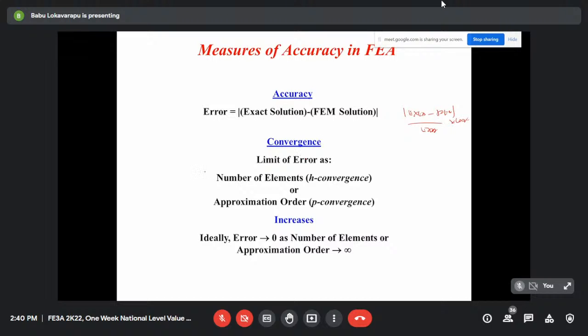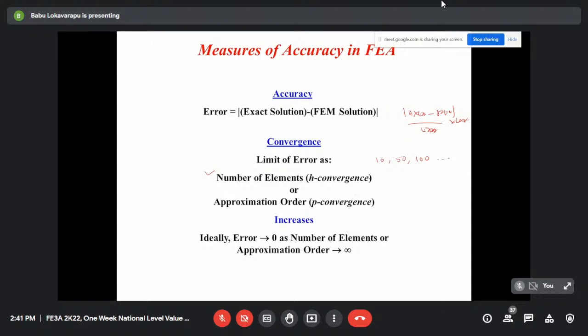There are two ways of doing it. One is that the number of elements has to be increased. That is called H convergence. That means if I take 10 elements, your result is different. If I take 50 elements, the result is different. If I take 100 elements, the result is different. That is H convergence. You need to increase the number of elements, but you are not changing the order of the shape function. Or the second approach is to increase the approximation order, P convergence, but the number of elements you are not touching. Only you are increasing the order of this.